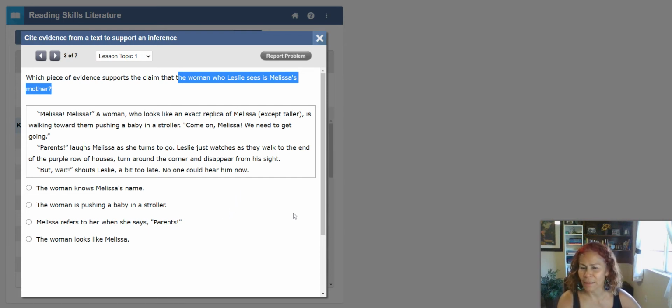"Melissa, Melissa!" A woman who looks like an exact replica of Melissa, except taller, is walking toward them, pushing a baby in a stroller. "Come on, Melissa, we need to get going." "Parents," laughs Melissa as she turns to go. Leslie just watches as they walk to the end of the purple row of houses, turn around the corner and disappear from his sight. "But wait," shouts Leslie a bit too late. No one could hear him now.